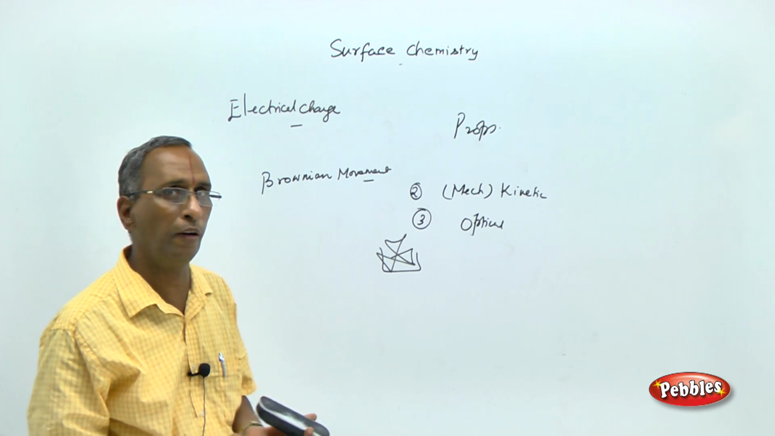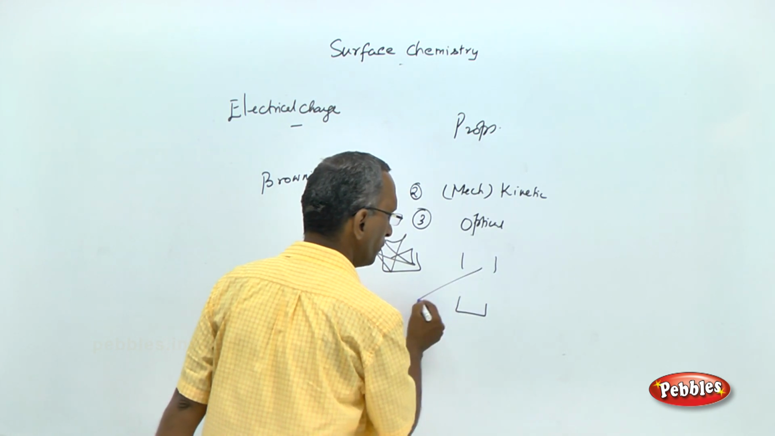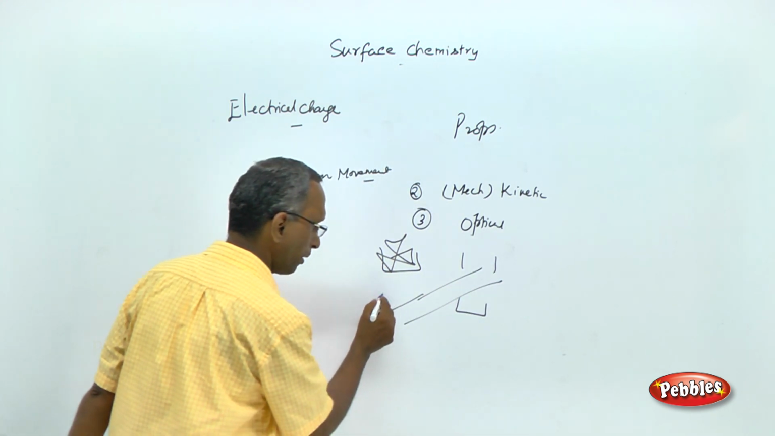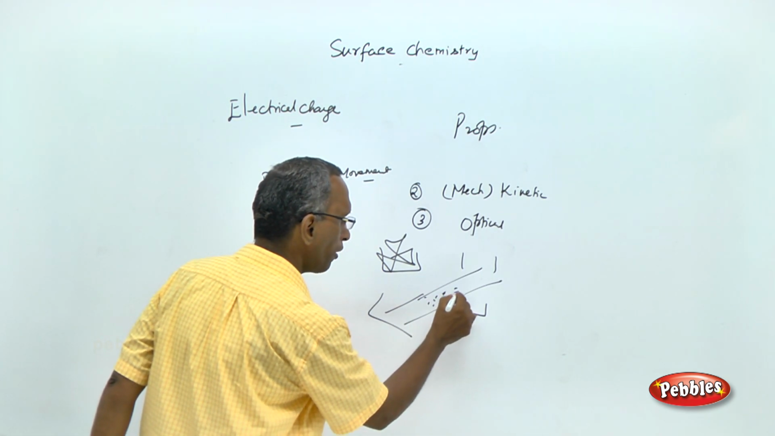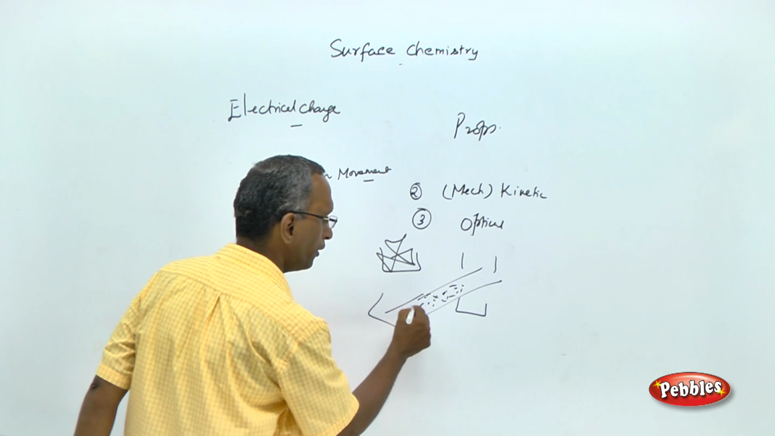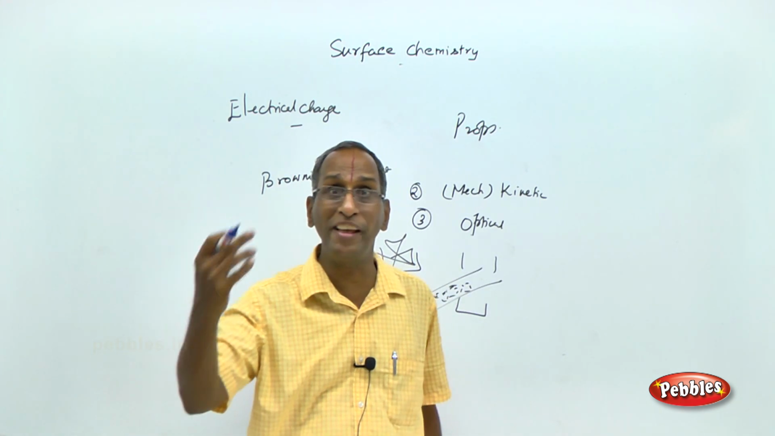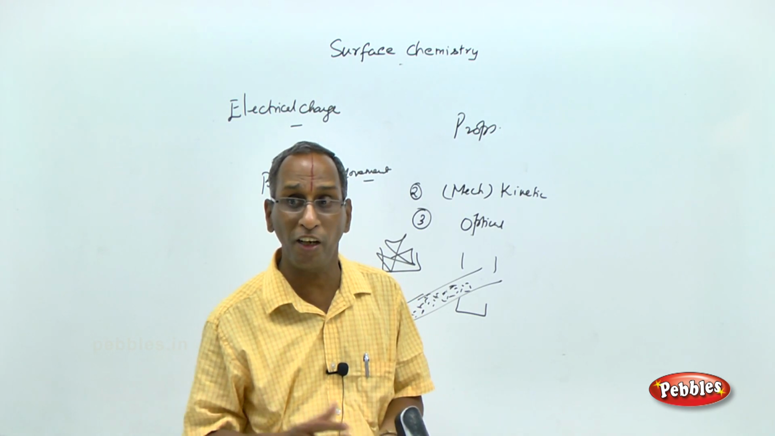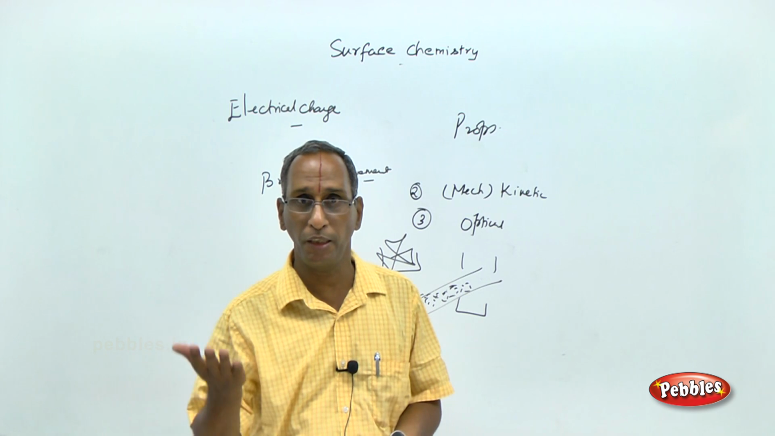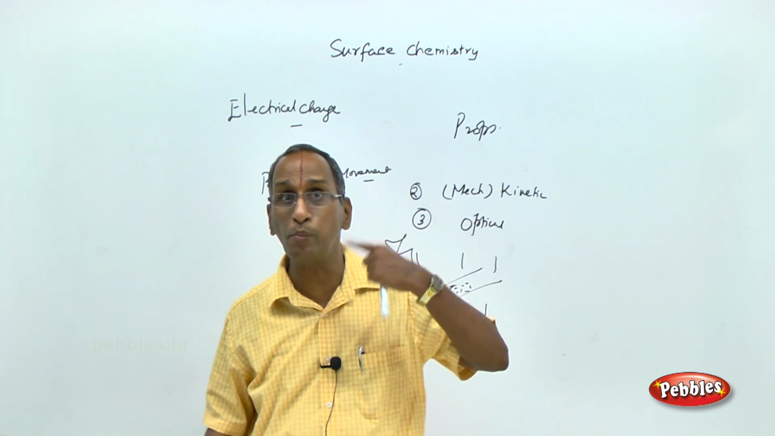Normal example for Brownian movement: when we keep our windows open, a beam of light you can observe coming into the room. In the beam of light we can see a number of particles flowing. It is nothing but dust particles or colloidal particles. Dirt particles are dispersed in air. Dust particles, dirt particles, these are colloidal particles. They are in constant motion.